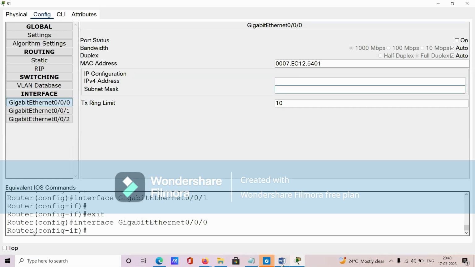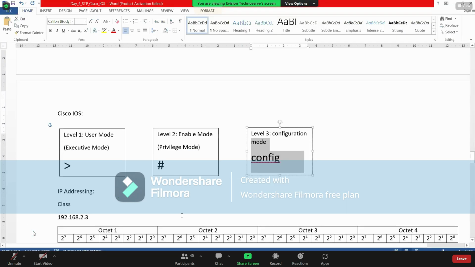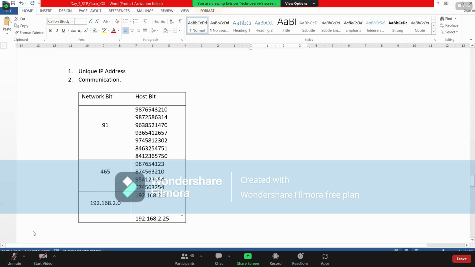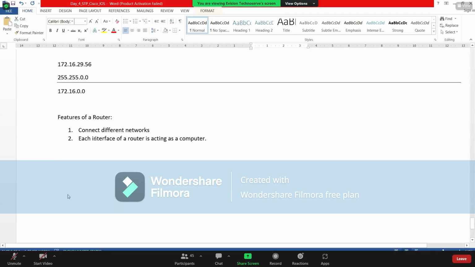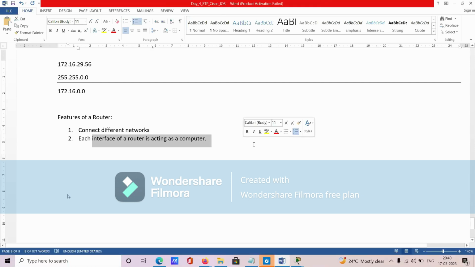So, routers. That's the reason I am calling... sorry, router. I'm so sorry, it is router. That's the reason I am calling it that. Each interface of a router is acting as a computer. Each interface of a router is acting as a computer. This is what I say.